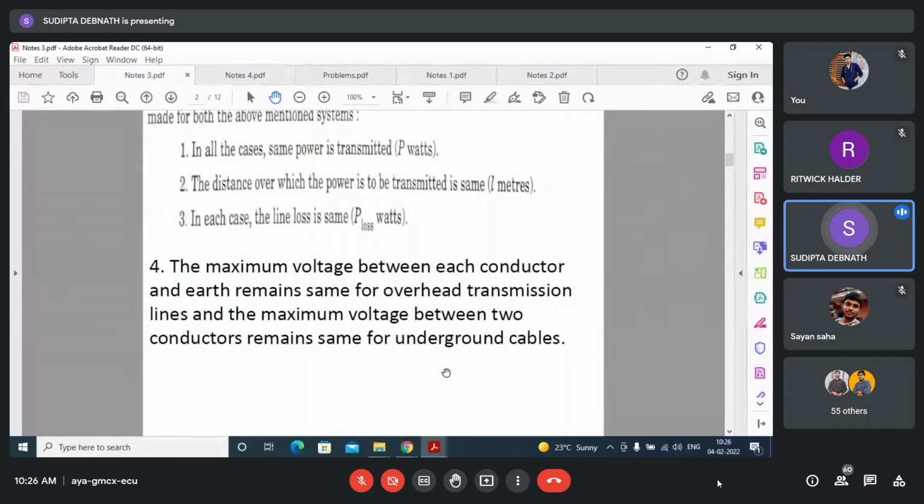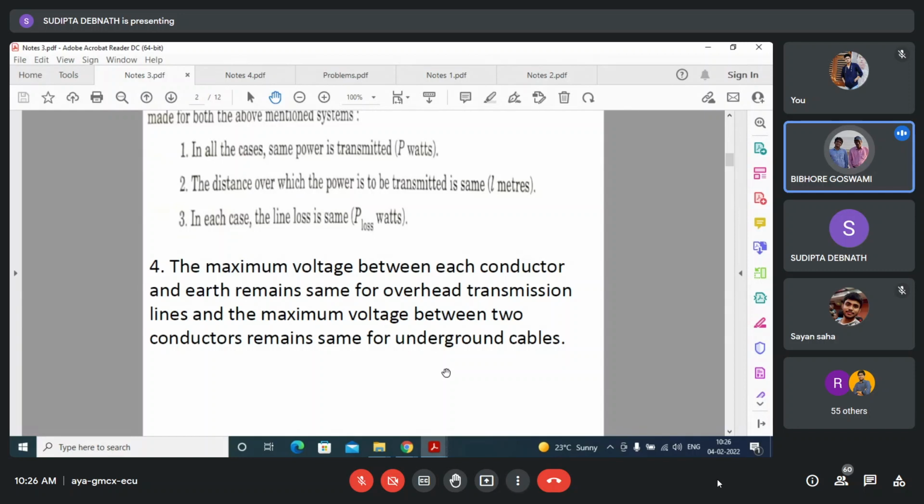Okay. Now, why for overhead lines is it the voltage between conductor and earth? In overhead transmission lines, insulation is not required along the span. But when they are terminated at the towers, they must be insulated from the towers, which are directly connected to the ground. So the voltage between one conductor and earth is considered in case of overhead transmission lines. Clear?